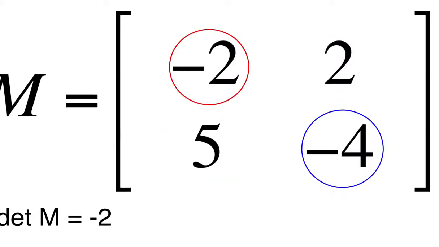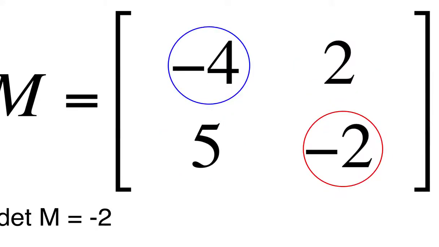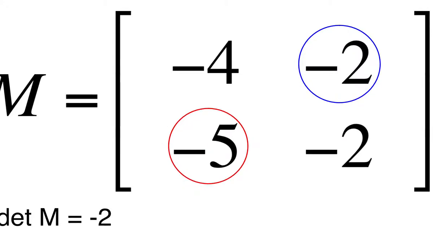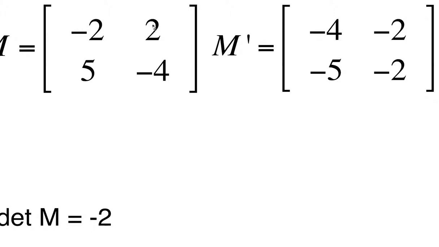Okay, so I take -2, -4, and switch them. Then I take the other two elements and I write their additive inverse, the opposite of those two. And so now what I have is this amended matrix. Here was my original matrix, -2, -4, and I switched those.